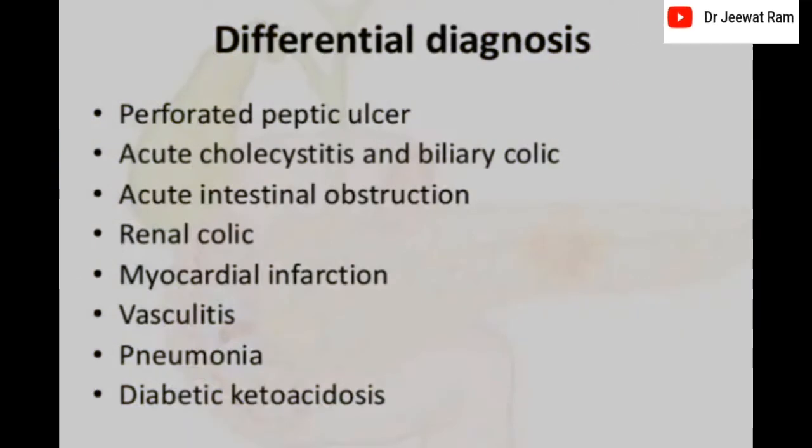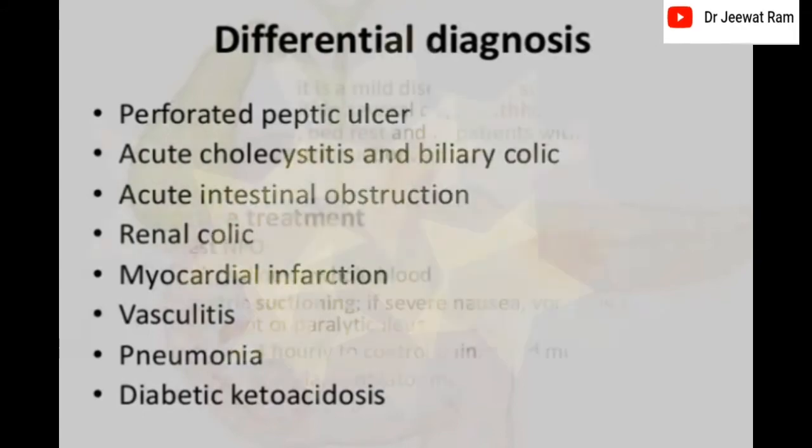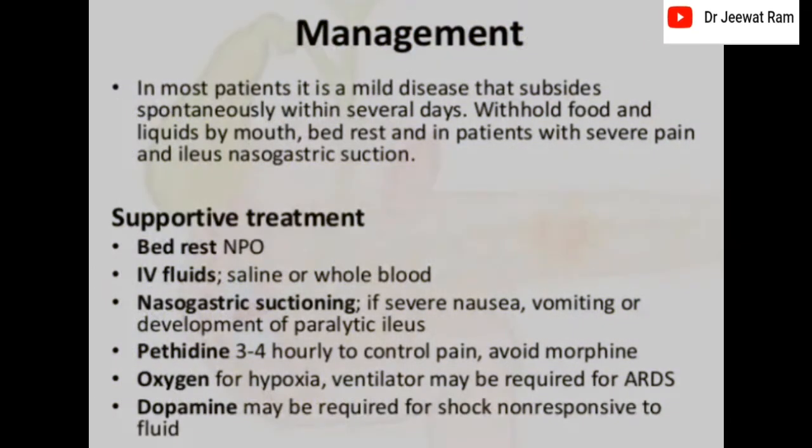Differential diagnosis: perforated peptic ulcer, acute cholecystitis and biliary colic, acute intestinal obstruction, renal colic, myocardial infarction, vasculitis, pneumonia, diabetic ketoacidosis. Management of acute pancreatitis: in most patients, it is a mild disease that subsides spontaneously within several days. Withhold food and liquids by mouth, bed rest, and in patients with severe pain and ileus, nasogastric suction.